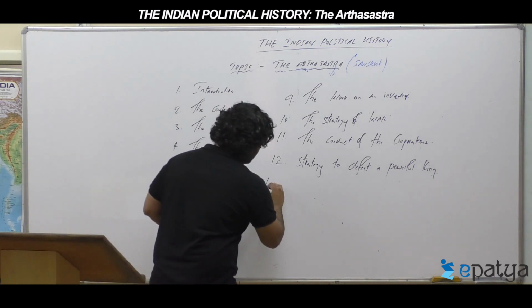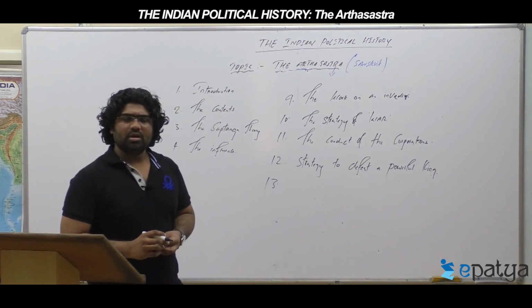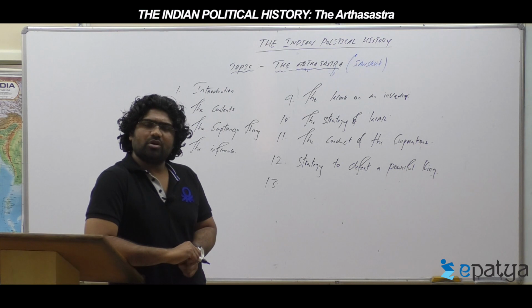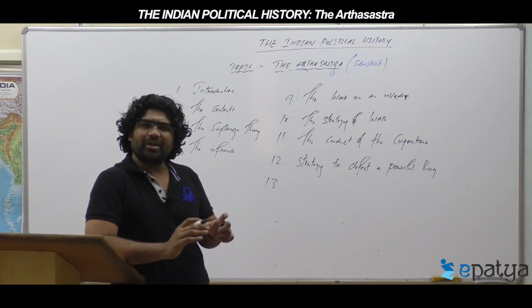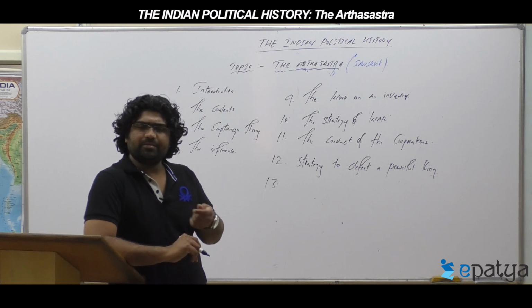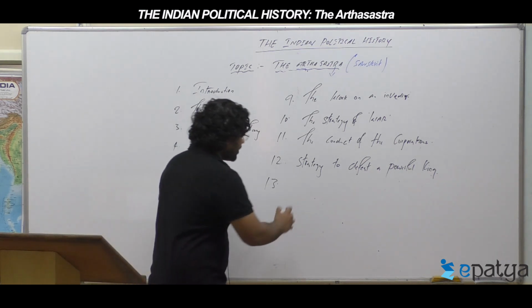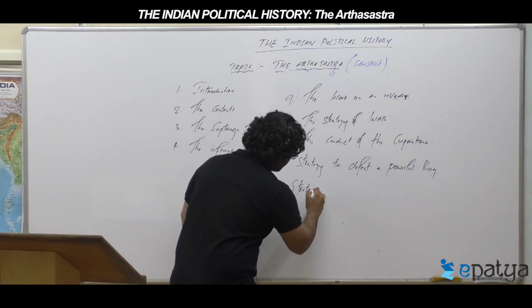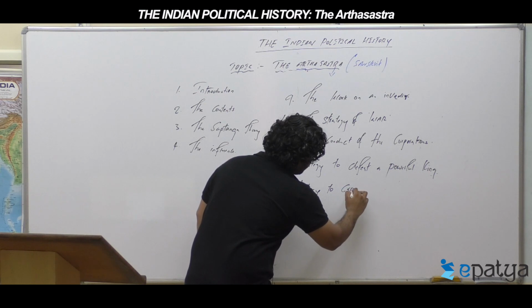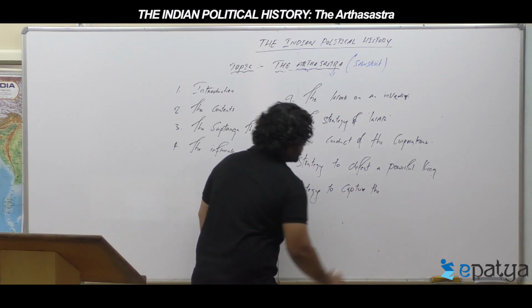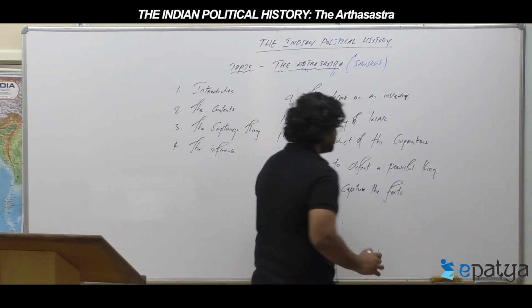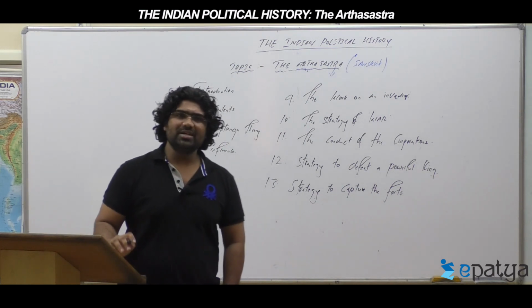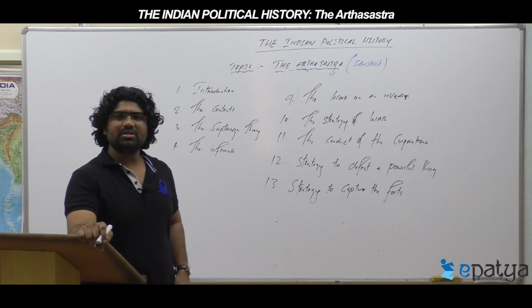Chapter 13 speaks about, here Kautilya focused on the fort. The fort is called Durga in Saptanga theory, which has a great significance in the kingdom. So, strategy to capture the fort. Strategy to capture the forts was clearly discussed in book 13.